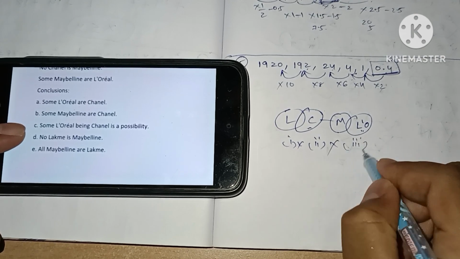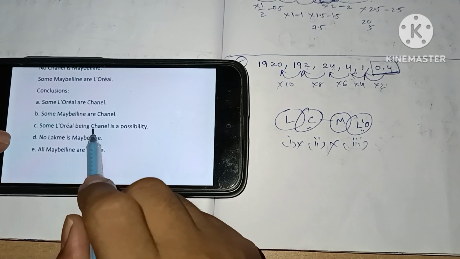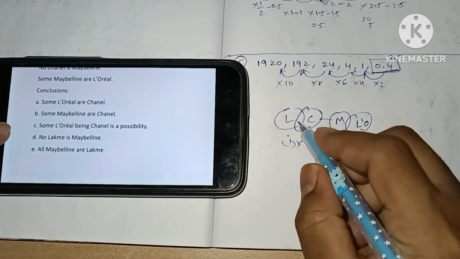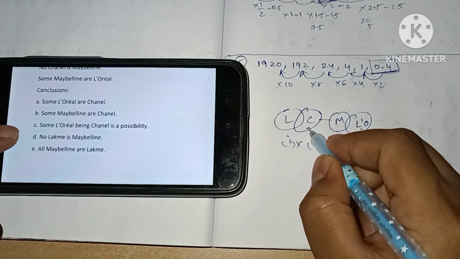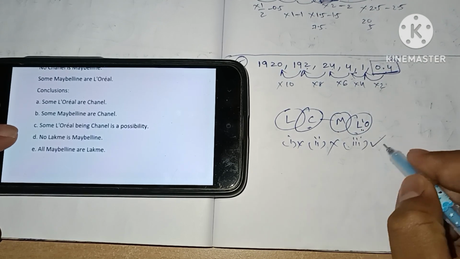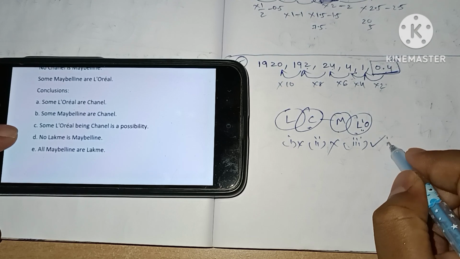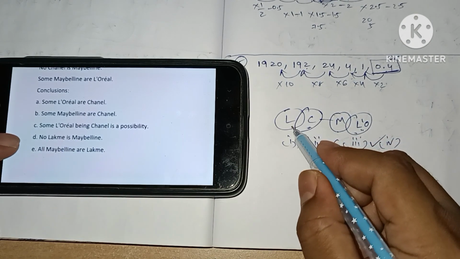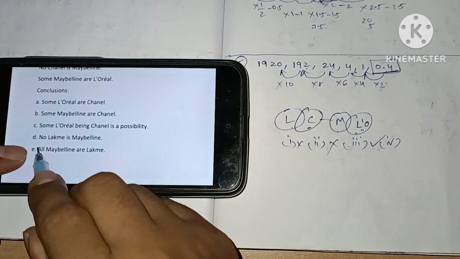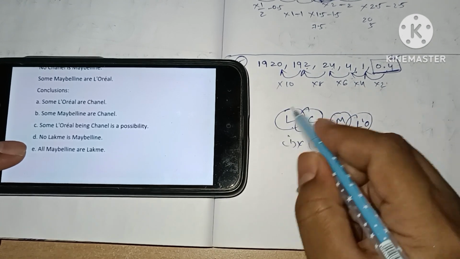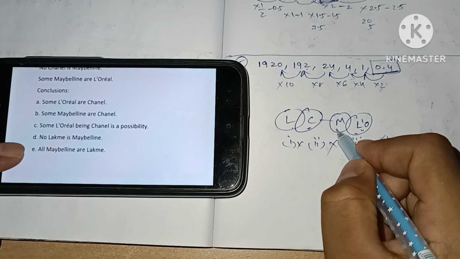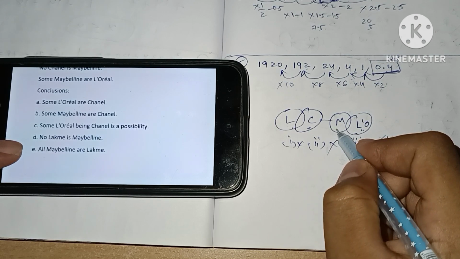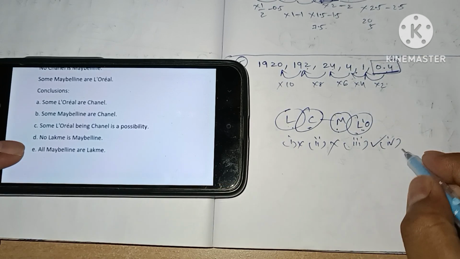Third conclusion, some L'Oreal being channel is a possibility. It is talking about possibility. We can share some part of L'Oreal with the channel. So the third conclusion is possible. Fourth conclusion, no Lakme is Mayabelli. We need to check whether some Lakme can be Mayabelli or not. Some part of Lakme can share with Mayabelli. Yes, we can share some part in a possible diagram. So some case is possible means the no case will be false.